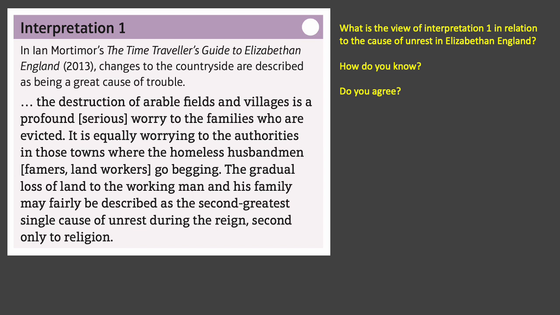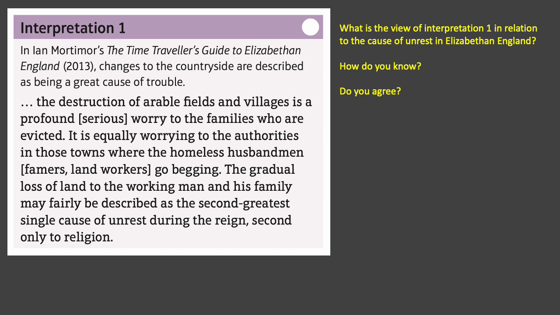Hopefully your mind map is well and truly detailed of all of the reasons what's led to poverty and how they've linked. So just have a little pause, step back, and practice this interpretation question again. Remember, it's paper 3, so for us, the Germany paper. What is the view of Interpretation 1 in relation to the cause of unrest in Elizabethan England? And how do you know? I can tell this because it says, and then do you agree? So go and answer that. Write a couple of sentences, perhaps a little mini paragraph, on whether you agree with this or not. And then when you're ready, come back and we'll move on.